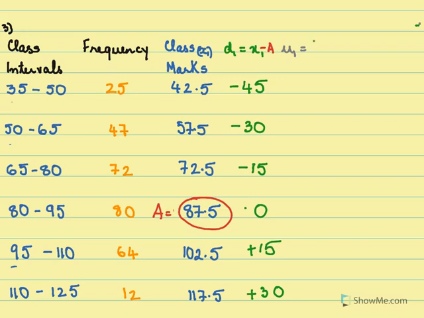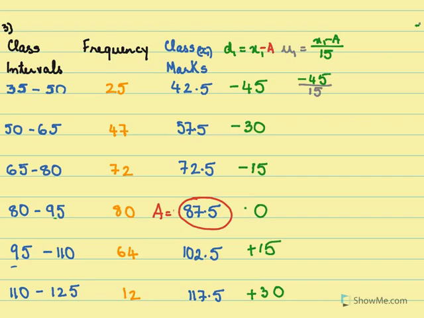Now for the next column, that is ui, we have to take xi minus A, that is the di, and divide each by 15. And why have we taken 15? Because if you see all the di's, minus 45, minus 30, minus 15, 0, 15, 30, all are divisible by 15. And the class size is also 15. Each class size, upper limit minus the lower limit, is 15. So that is why each di has to be divided by 15. So in the first case, we do minus 45 divide by 15.